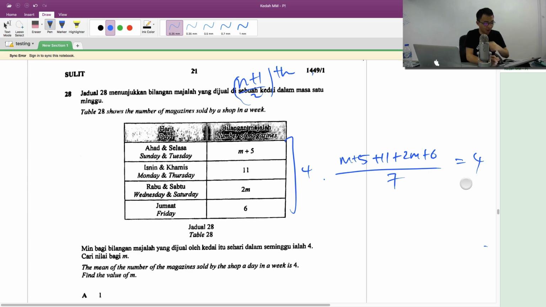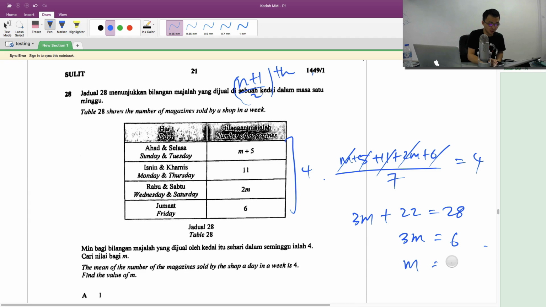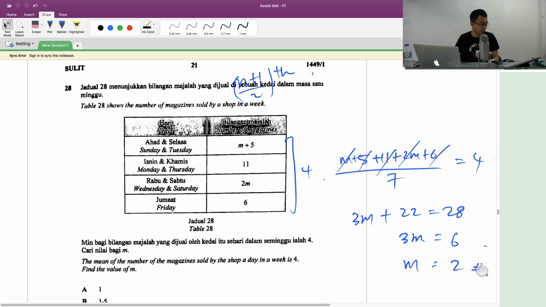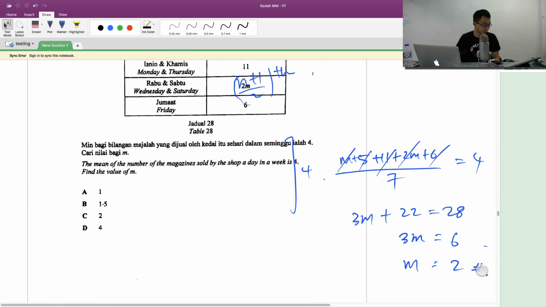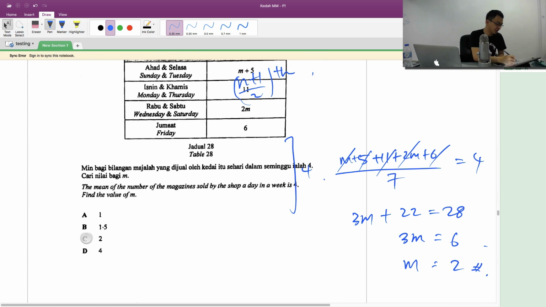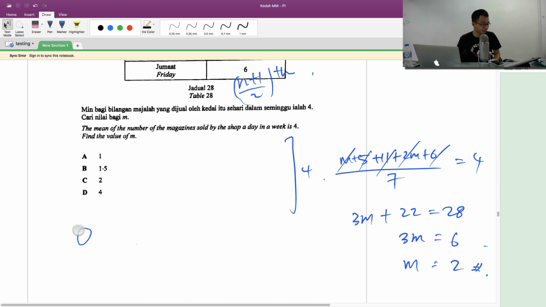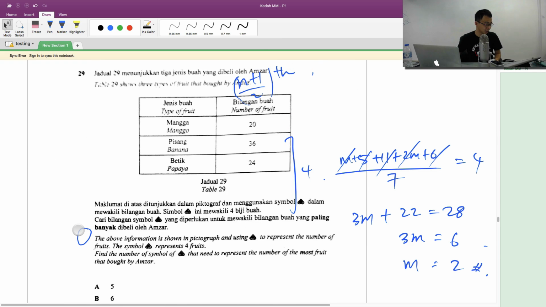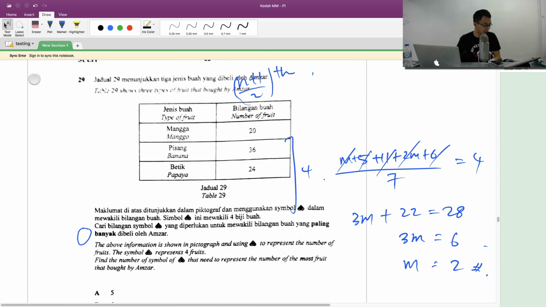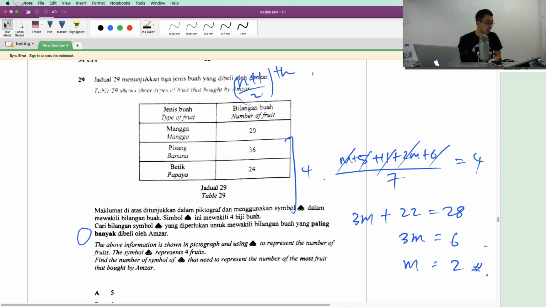Then it equals 4. Then we'll solve this one. m plus 2m is 3m. This one plus this one is 16, plus 6 is 22, equals 28. So 3m equals 6, m equals 2. Okay? Yeah, this one shouldn't be too hard. So the answer will be 2. Okay. Let's hang again.